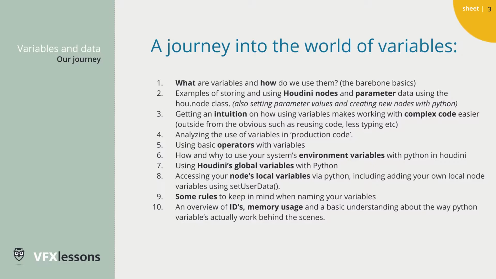We will discuss how to use basic operators with variables, how and why to use your system's environment variables with Python in Houdini, using Houdini's global variables with Python, and accessing your node's local variables as well, including adding your own local node variables using the setUserData function. We will briefly discuss some rules to keep in mind when naming your variables, and we will end this video by looking at IDs and memory usage to get a basic understanding about the way Python actually uses variables behind the scenes.